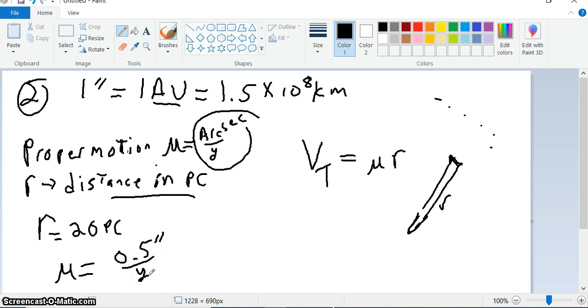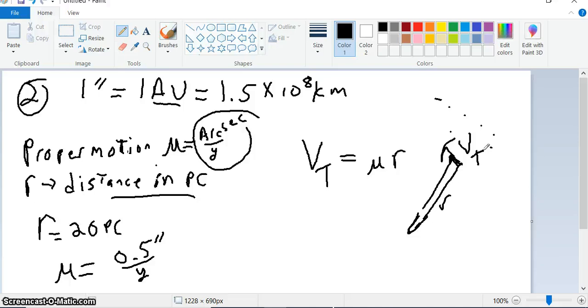All right, and so what is the star's transverse velocity? And then it says if the star's spectral lines observe a redshift of 0.01%, calculate the magnitude of its 3-dimensional velocity relative to the sun. So that's much more complicated. What we're going to do is first figure out this transverse velocity.